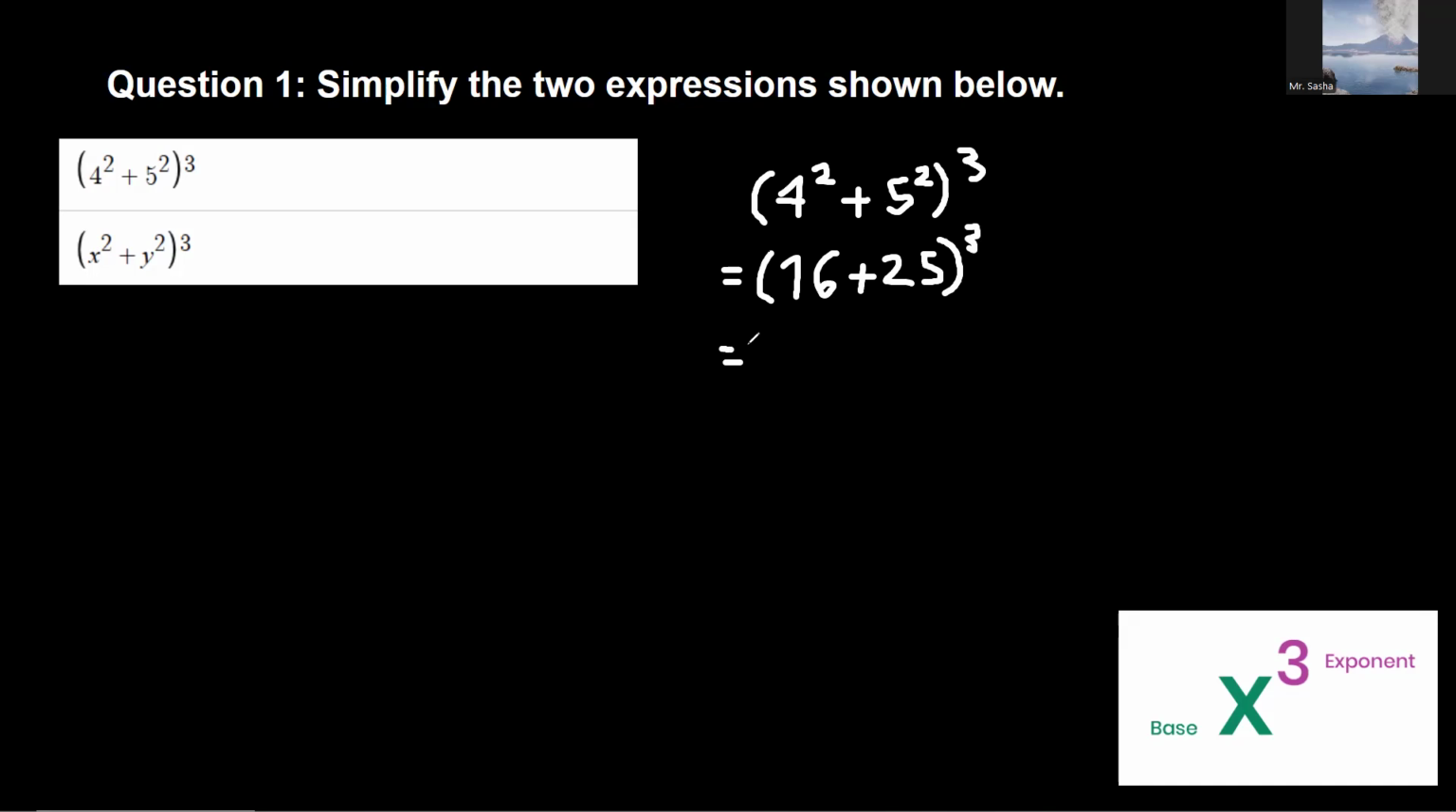Let me help you guys solve this. Here we have 4 squared plus 5 squared, times that, cubed. And then we have an answer of 68,921.